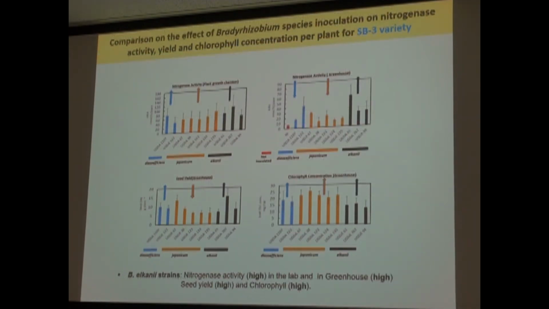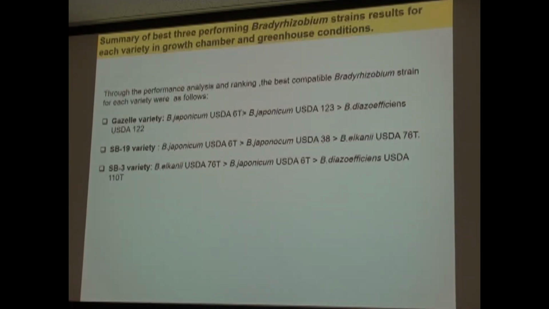And for the SP3 variety, in the laboratory the effect on nitrogenase activity was high with B. elkanii. In the greenhouse also, B. elkanii was high. The seed yield was also high in the greenhouse, and the chlorophyll concentration was also high. So when making the final decision, I had to consider these factors.